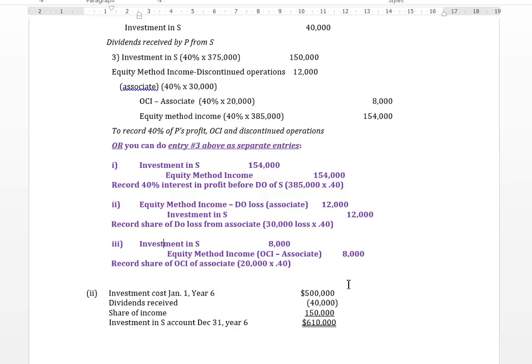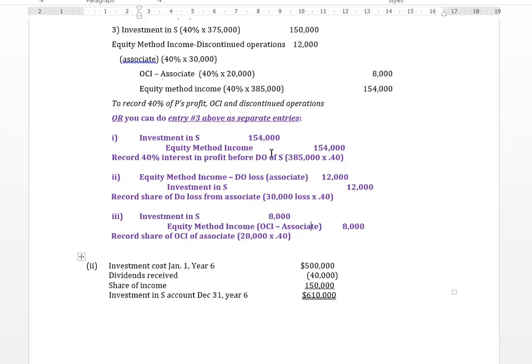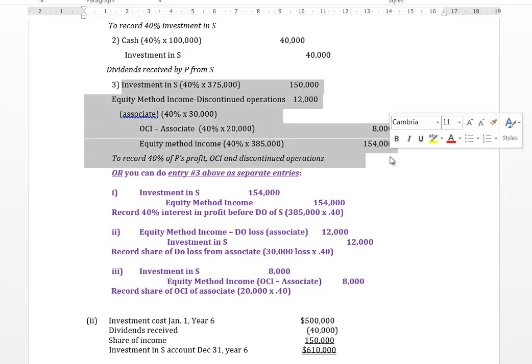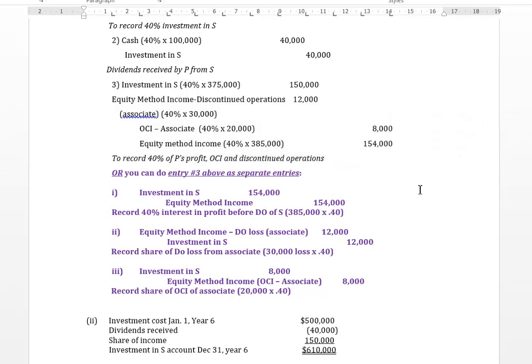If it's a gain, you're going to increase. Or if it's a positive, like a DO gain, or an unrealized gain in OCI, then you're increasing the investment in S. But if it's a loss, like a DO loss or an unrealized loss in OCI, then you're going to credit the investment. But you're always affecting this account, right? So now, you can do it as three entries, or you can do it as one biggie-sized entry, as I call it. Up to you.